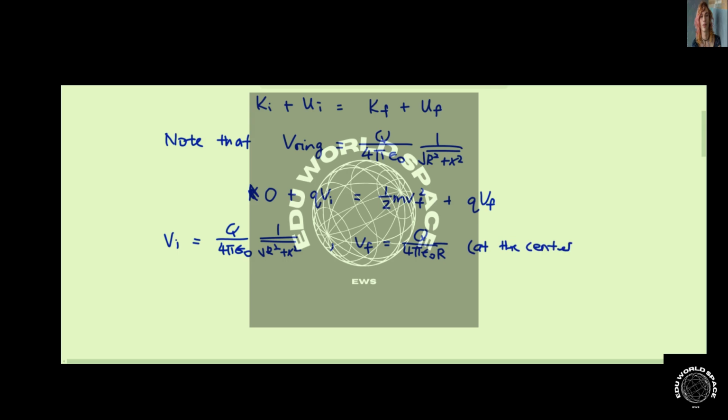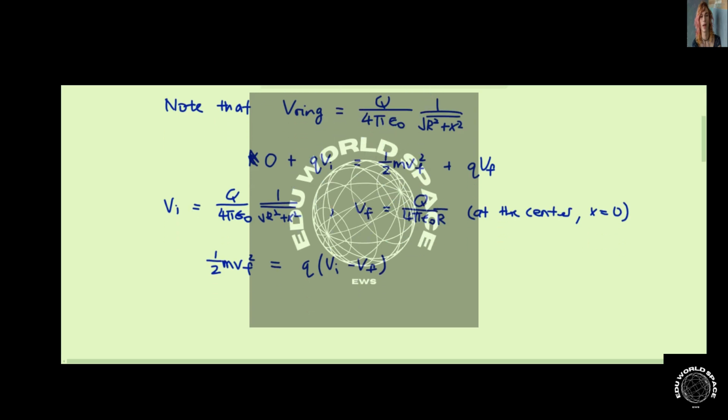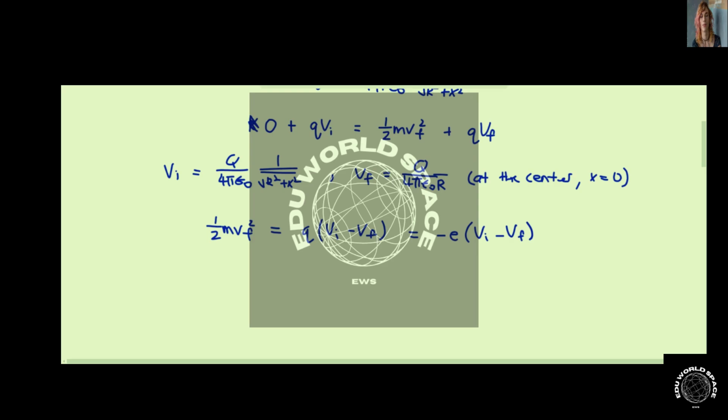So half m vf squared is equal to q (Vi minus Vf). But q is negative, so we have negative e (Vi minus Vf). Which means that vf is equal to the square root of 2e over m times (Vf minus Vi).